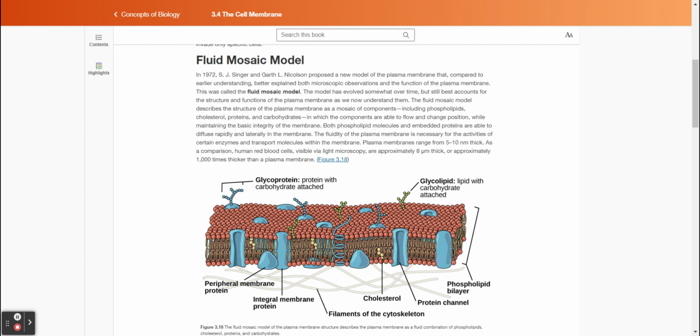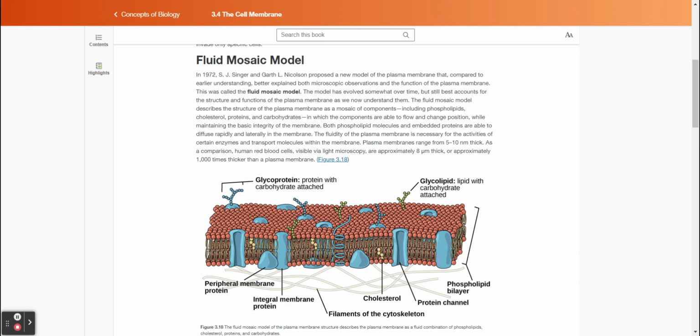Fluid mosaic model. In 1972, S. J. Singer and Garth L. Nicholson proposed a new model of the plasma membrane that, compared to earlier understanding, better explained both microscopic observations and the function of the plasma membrane. This was called the fluid mosaic model. The model has evolved somewhat over time, but still accounts for the structure and functions of the plasma membrane as we now understand them.